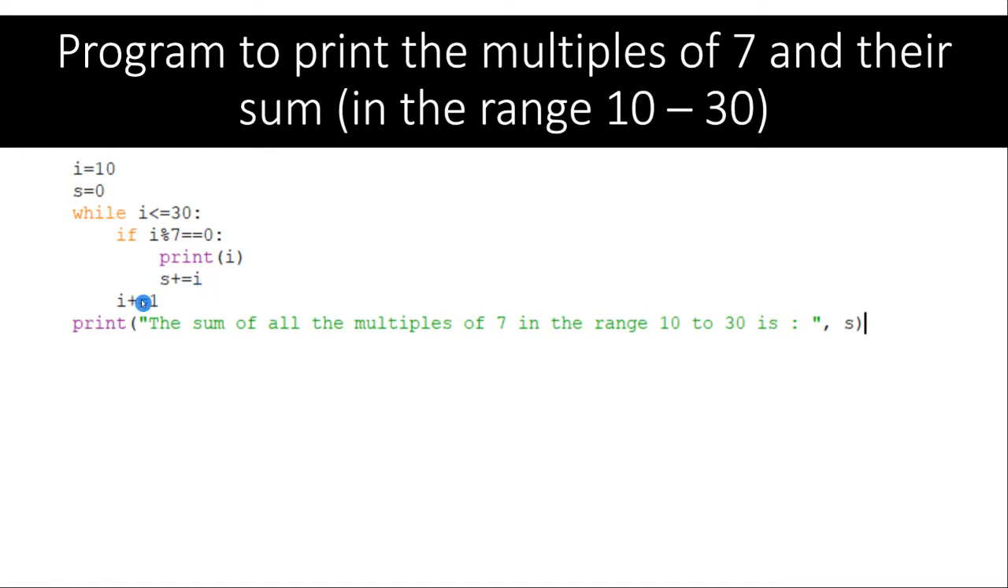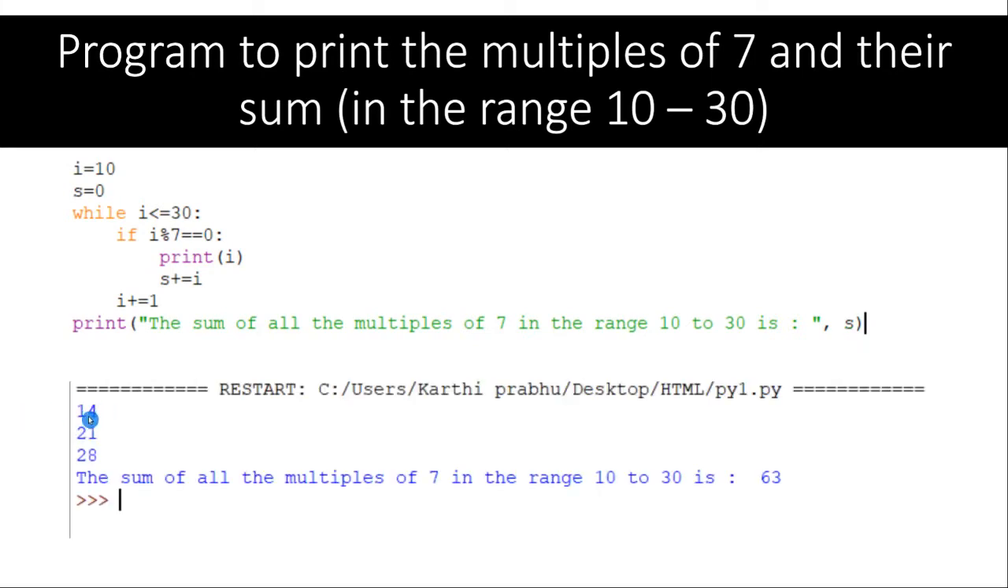29, 30 conditions are false. Now it will print the sum as the output. So the output will be like 14, 21, 28 because we are printing every such I. And the sum of all the multiples of 7 in the range 10 to 30 is 63 because 14 plus 21 plus 28. So this is how this iteration is happening.